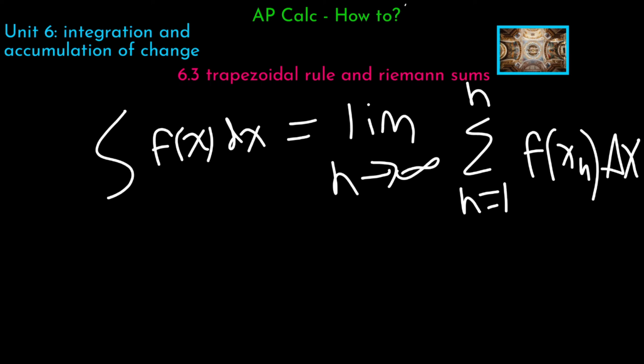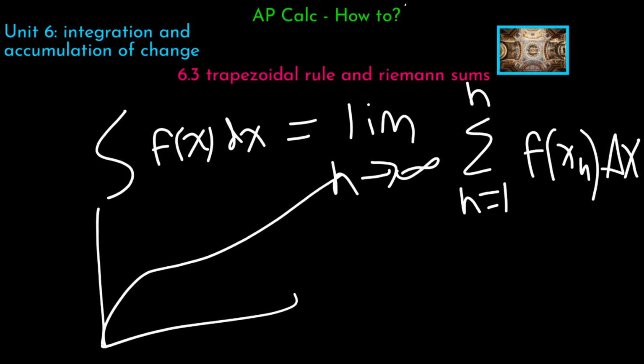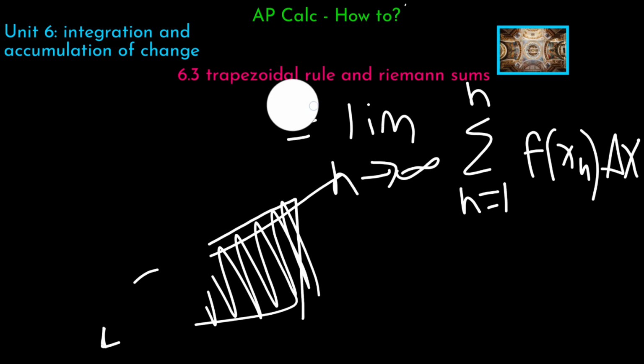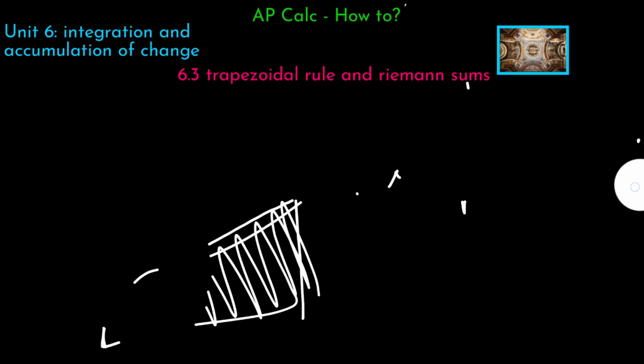So the trapezoidal rule is, instead of using rectangles, what if we connect the tops of each interval with a line to form trapezoids? Something like this. Like that. And this gives us a way more accurate estimate than midpoint, left, or right Riemann sums. So our formula looks something like this. You can write it down in your notebook.